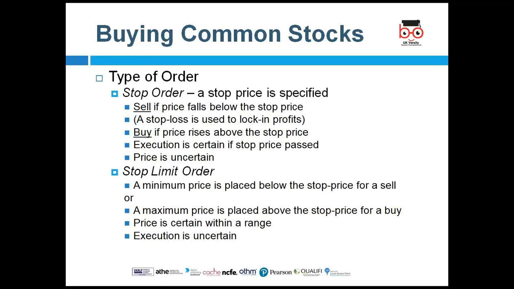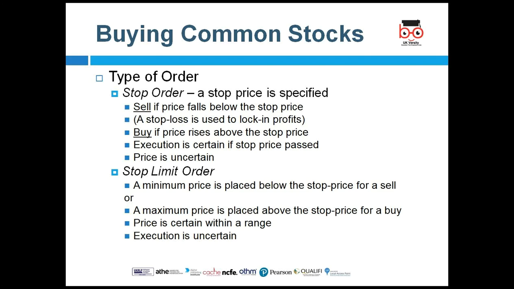Types of orders: stop order. A stop price is specified. Sell if the price falls below it, and buy if the price rises above it. Execution is certain once the stop price is passed, but the price is uncertain.